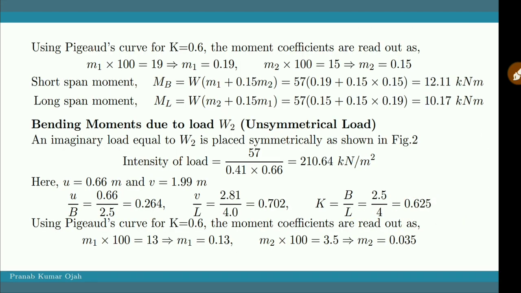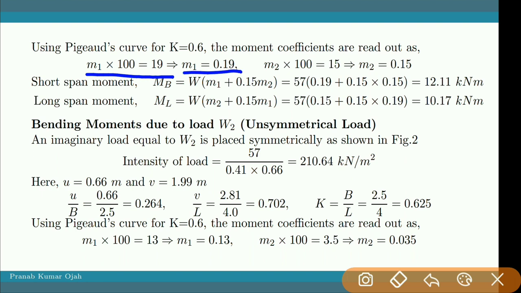So next, using Pigeaud's curve for K equal to 0.6, the moment coefficients are read out as follows. M1 into 100 I get from that graph or Pigeaud's curve. This is 19, so M1 will be 0.19. Similarly, M2 into 100 is 15, so M2 will be 0.15.